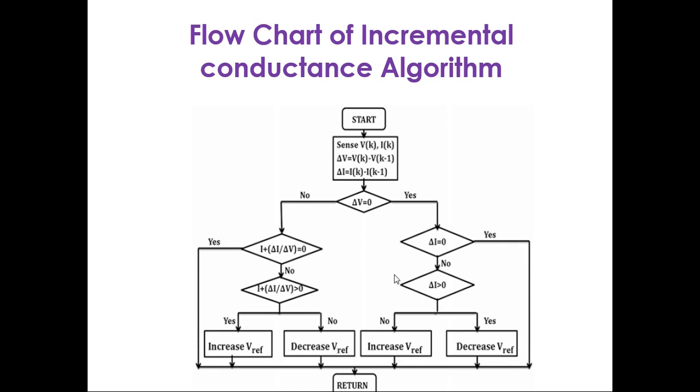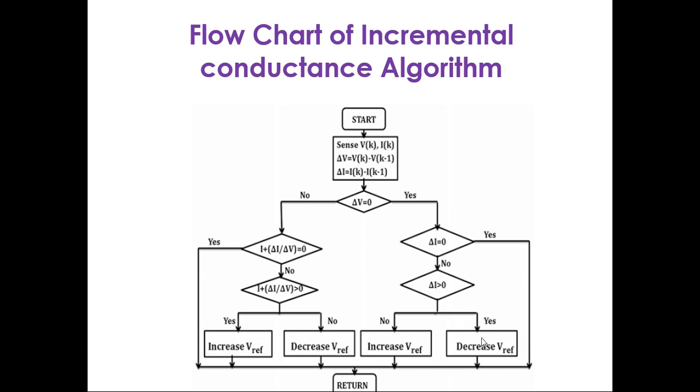In a similar way, we go with delta I greater than 0 or less than 0, because over here, once we have introduced the I by V term, only then will we check the delta I. So if this condition says no, then it must be greater than 0. Somebody can say, sir, what if it is less than 0? Less than 0, again it will come into the same segment and your algorithm will be written.